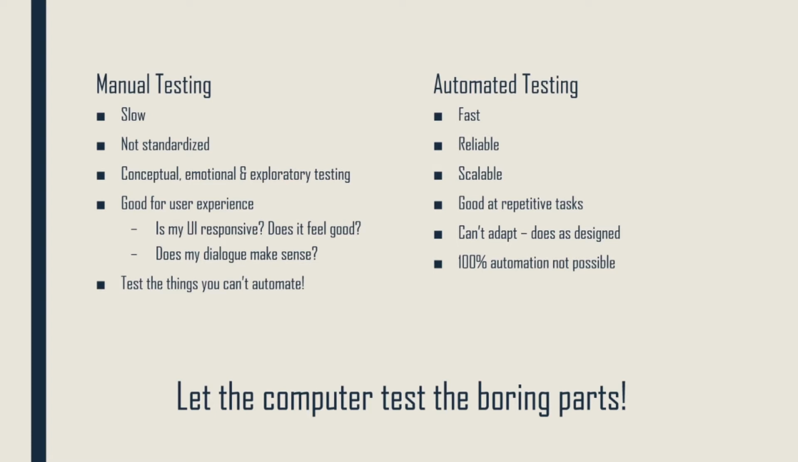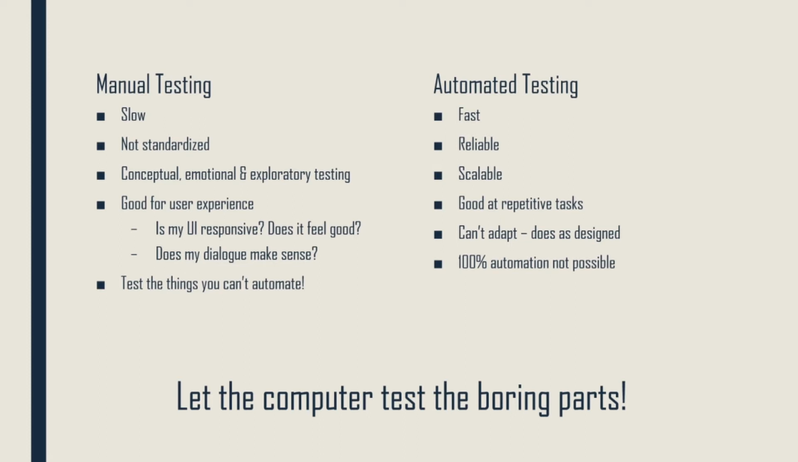Automated testing, on the other hand, is really fast. It can be done in like milliseconds. And each test will execute the exact same way every time. So it's really reliable. And as your game adds new features, it's easy to add more automated tests than manual testing, just more, right? Like throwing people at the problem. And it's really good at repetitive, boring tasks.